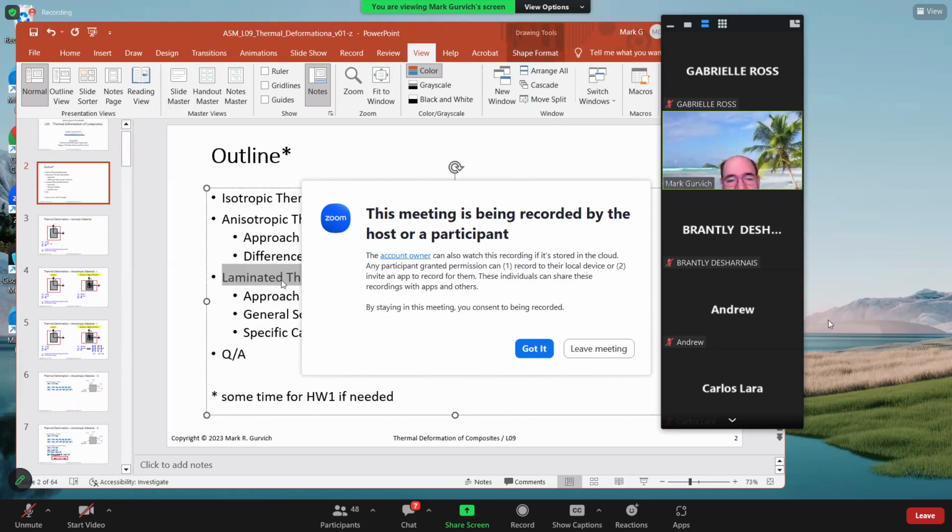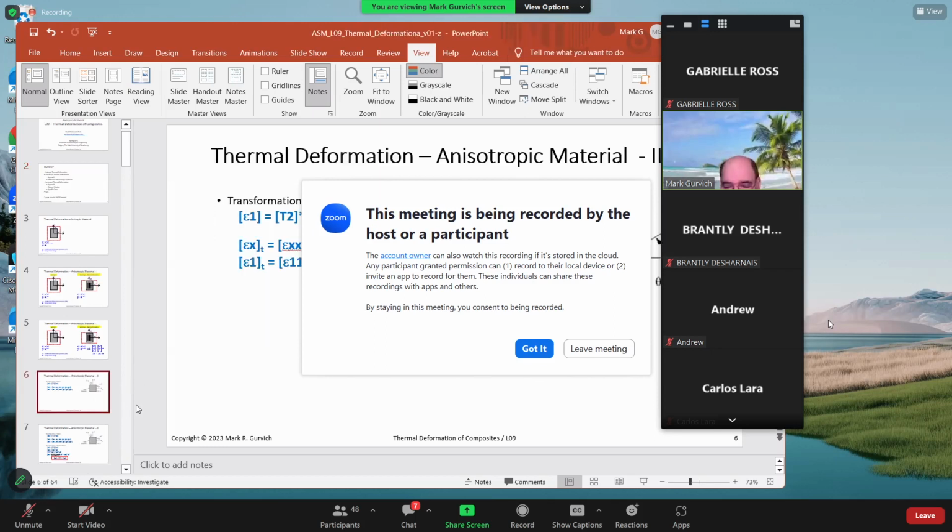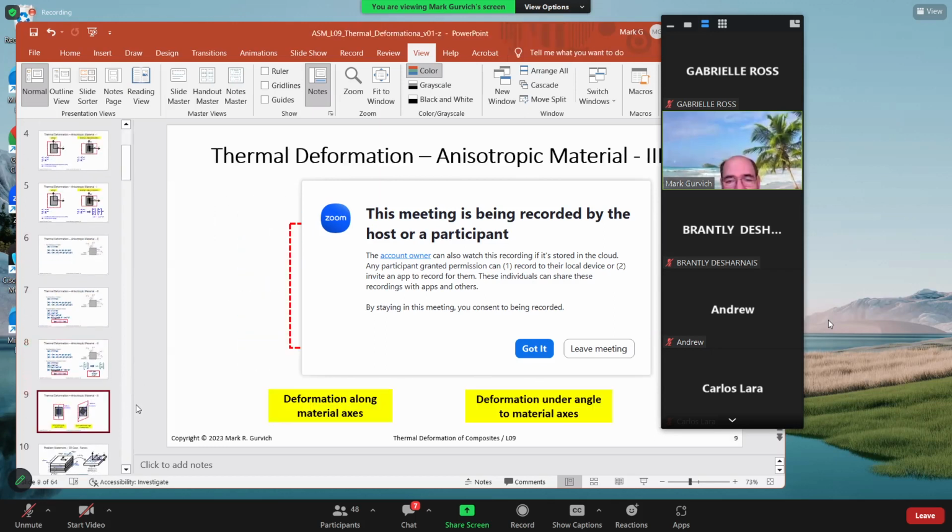Now we are moving to the thermal deformation of a laminated system. We'll consider the approach, the general solution, and a specific case. Please pay attention. There will be a lot of math here, but very straightforward, so it will be relatively easy to follow because it's quite similar to the stiffness analysis. Don't be confused by the equations, which are quite simple, because we follow exactly the same logic as in the stiffness analysis of a laminated system.